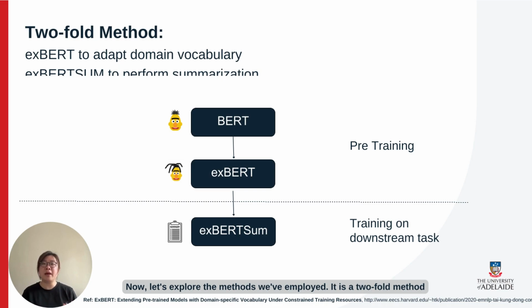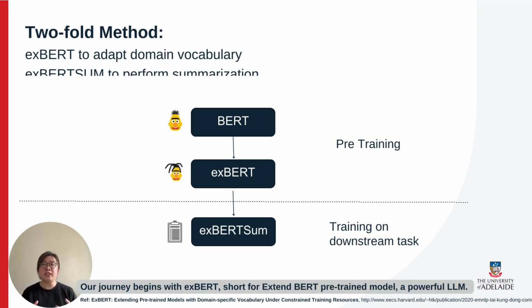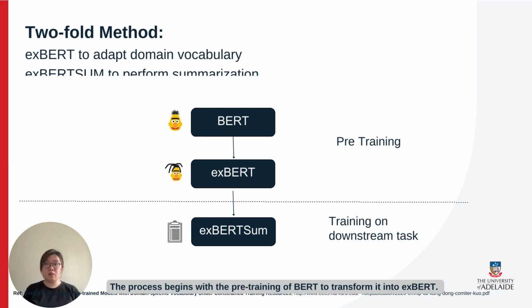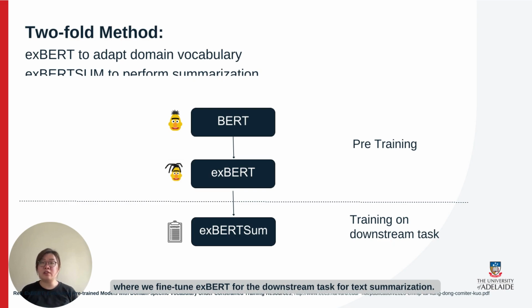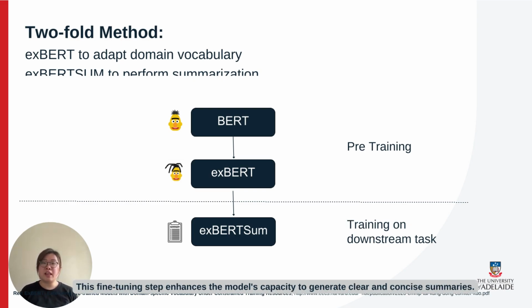Now, let's explore the methods we have employed. It is a twofold method. Our journey begins with XBERT, short for Extended BERT Pre-trained Model, a powerful LLM. The progress began with the pre-training of BERT to transform it into XBERT. Once this pre-training is complete, we move on to the next phase, where we fine-tune XBERT for the downstream task of summarization. These fine-tuning steps enhance the model's capacity to generate clear and concise summaries.